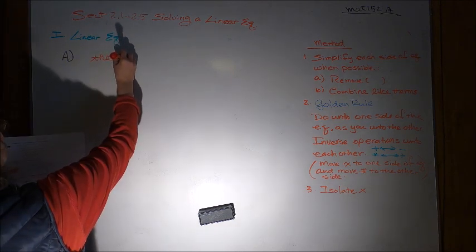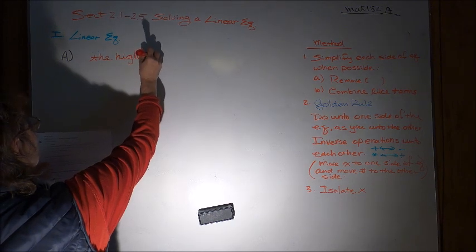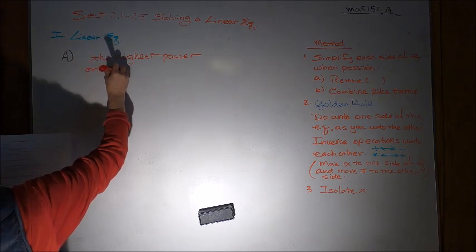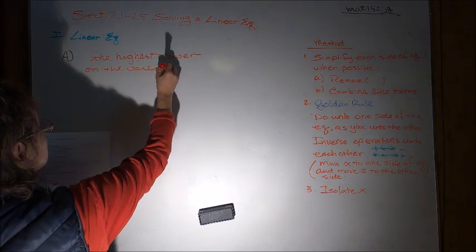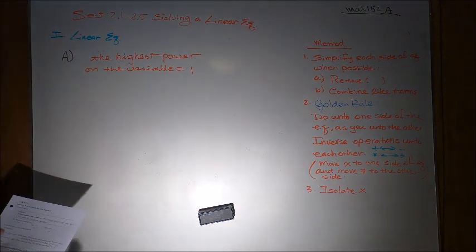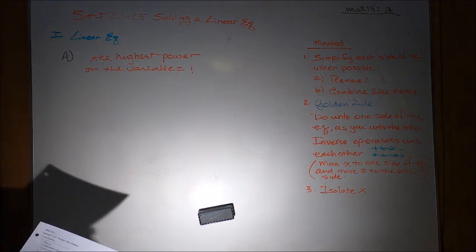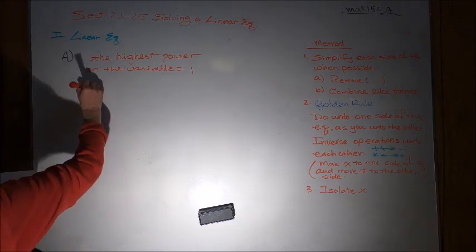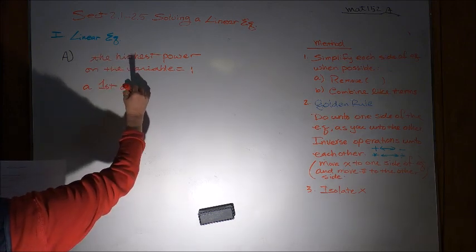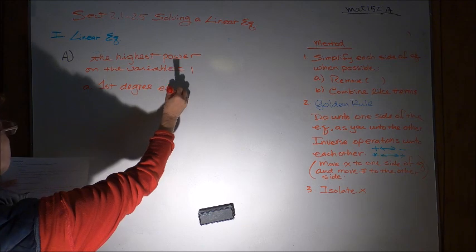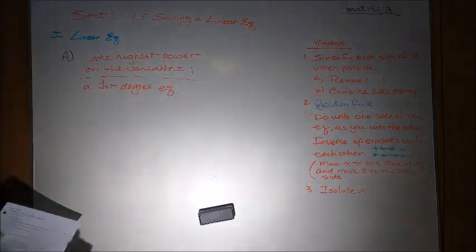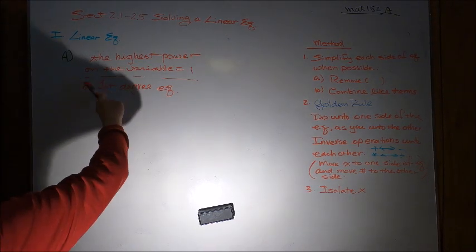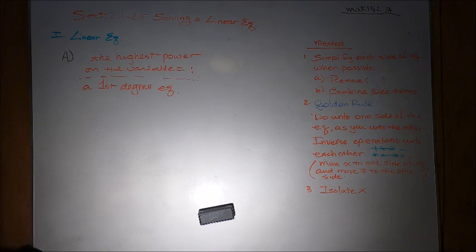The highest power on the variable is 1, right? We see what that means. It is also called a first degree equation. So what do we mean by the highest power on the variable is 1?